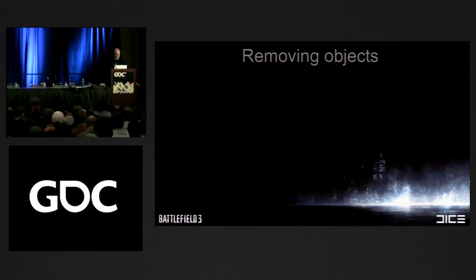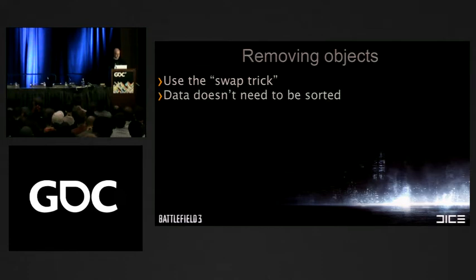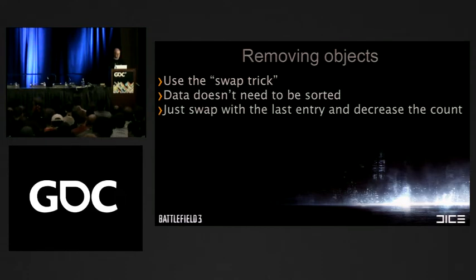So when we want to remove objects, this is also really simple. We can simply use the swap trick. And what I mean by that is that the data doesn't need to be sorted. So we can just swap with the last entry and decrease the count. So that's really simple when removing things as well here. You don't need to update some tree or things like that. You just need to swap and decrease the count, and you're done.